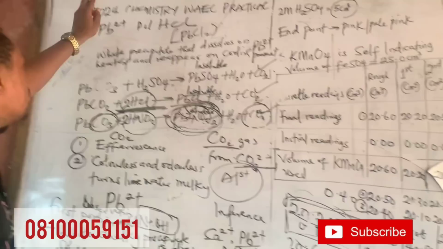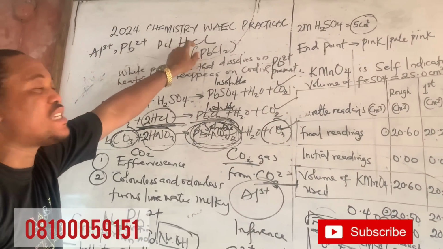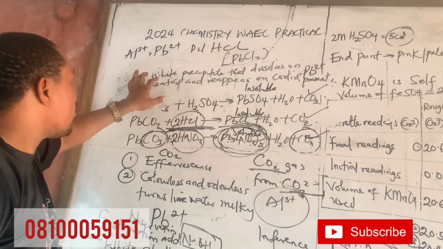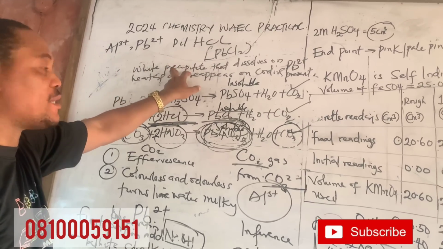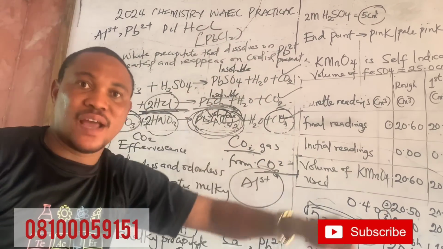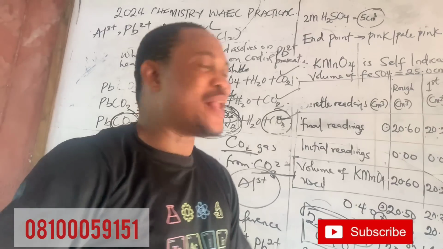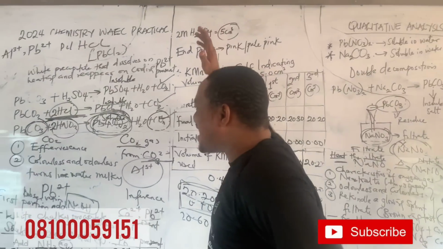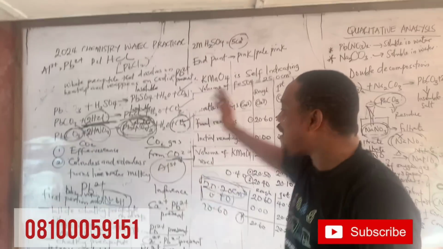If they now ask you that for the residue, you should add dilute HCl, what will happen? You are going to have a white precipitate. And that white precipitate will dissolve on heating and reappear on cooling. I want to believe I have done 85% of this.